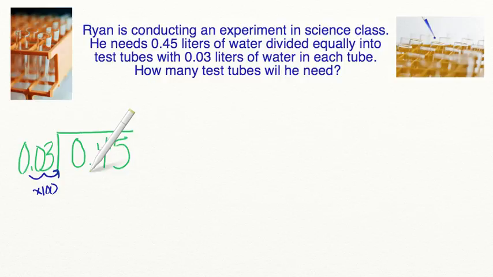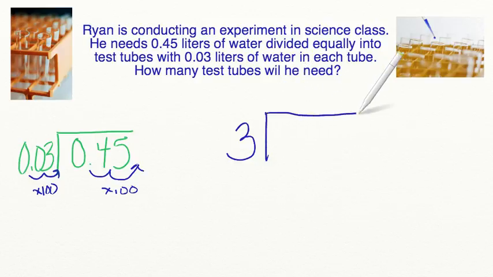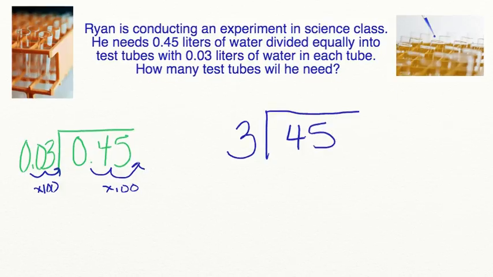So I'm going to move my decimal value 1, 2 places over, and now I'm going to rewrite my problem. Now I'm going to be dividing 3 wholes as my divisor and 45 wholes as my dividend. So once again, my first step is to place my decimal in my dividend and move it directly above into my quotient so that I don't forget to do that later.